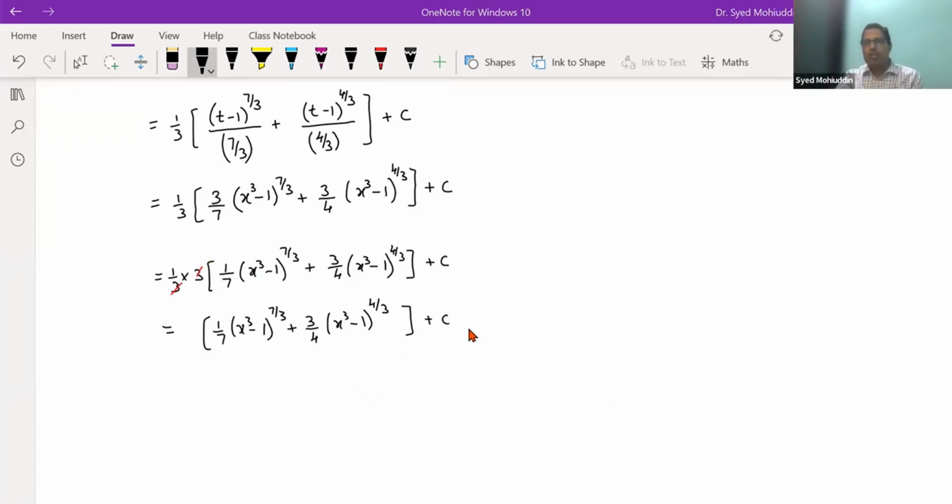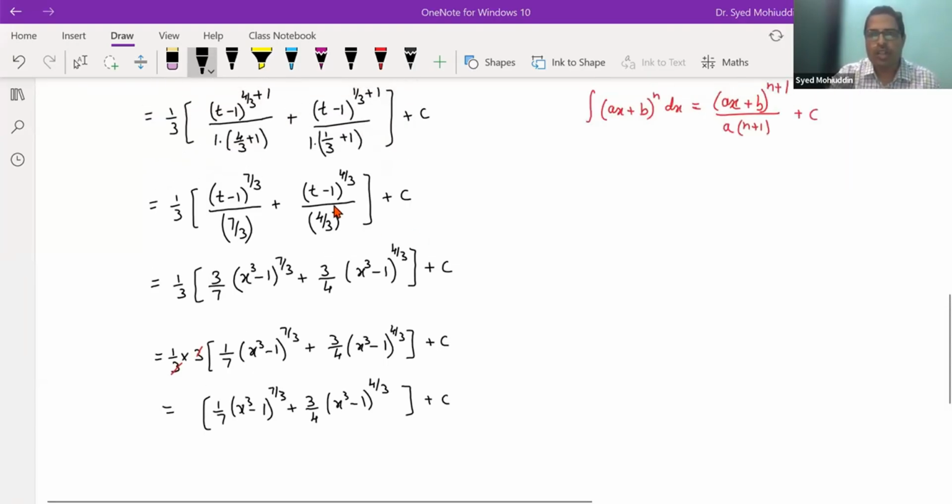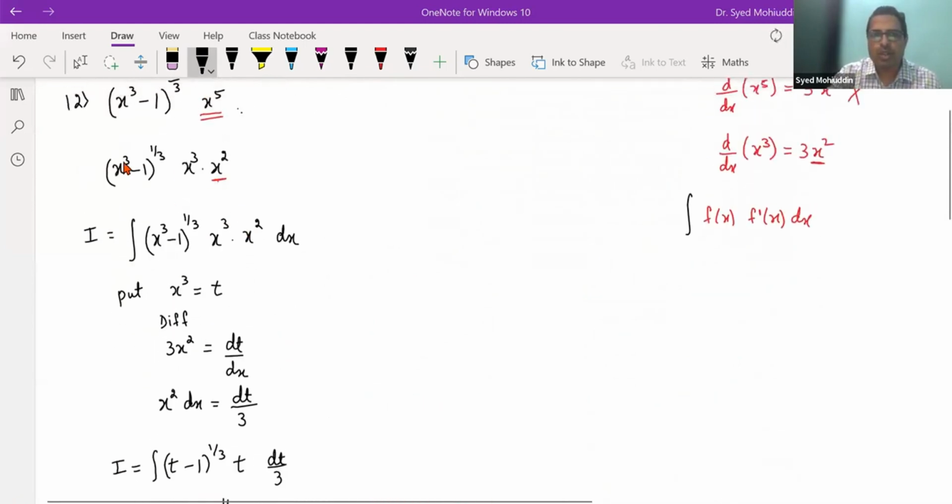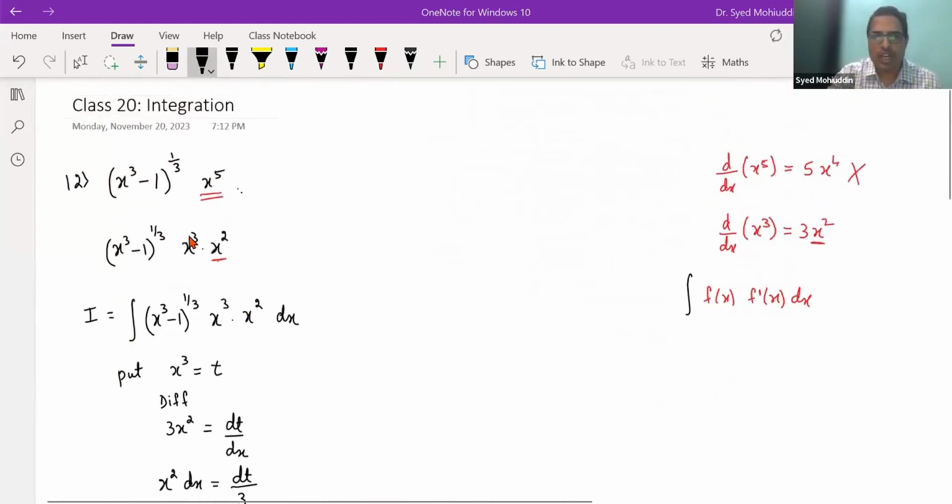Or the problem is lengthy because the given expression is not in the form of f of x into f dash of x. If it is in the form of f of x into f dash of x, directly we can do it. But here you need to just think. If you get the first step right, no? If you get this first step, this idea, the problem is solved.